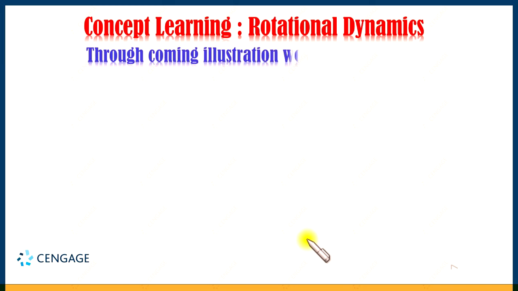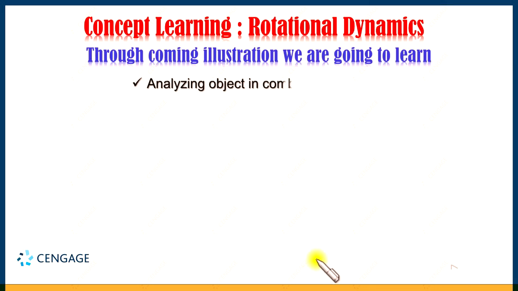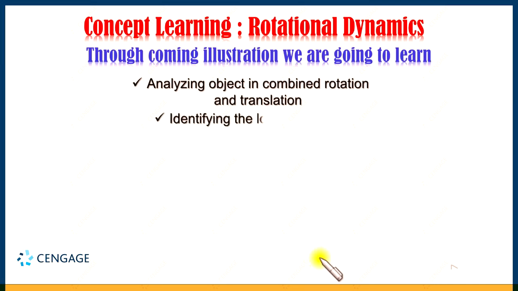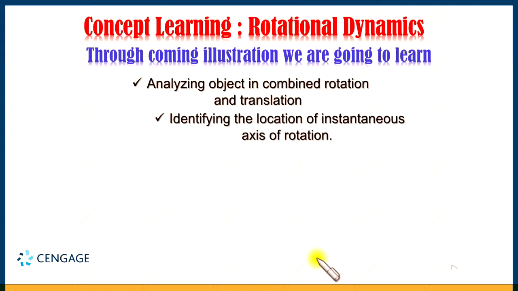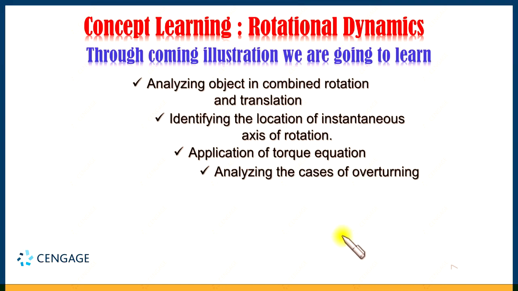Now let us take one more illustration, and through the coming illustration we are going to analyze the motion of the object under combined rotation and translation. The second point we will discuss is the identification of the location of the instantaneous center of rotation or instantaneous axis of rotation. The third point we will cover is the application of the torque equation. And the fourth important point, we are going to discuss the analysis of the cases of overturning. So let us move to the illustration part.